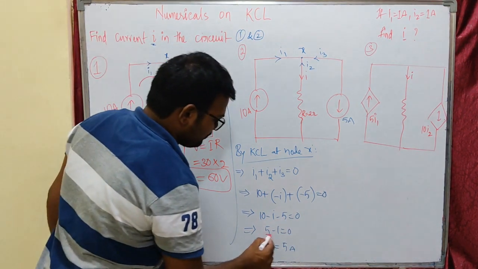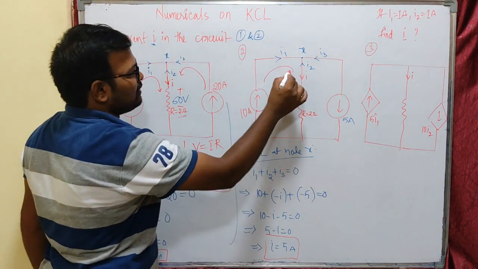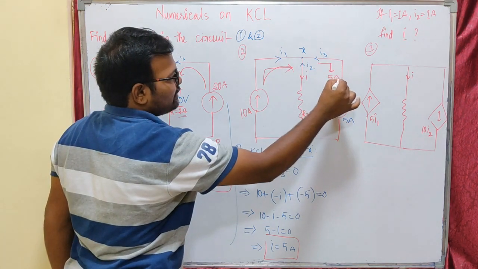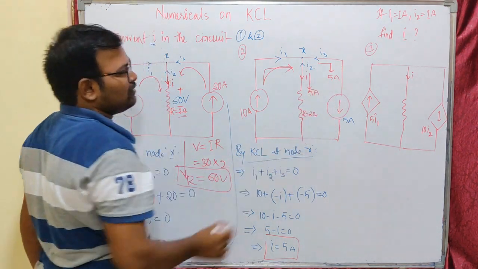That means this 10 amps current flowing from the source of 10 amps is divided: 5 amps is flowing like this, and the remaining 5 amps is flowing through the resistor. So that is the idea.